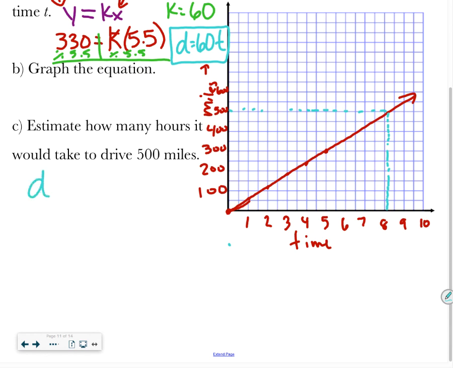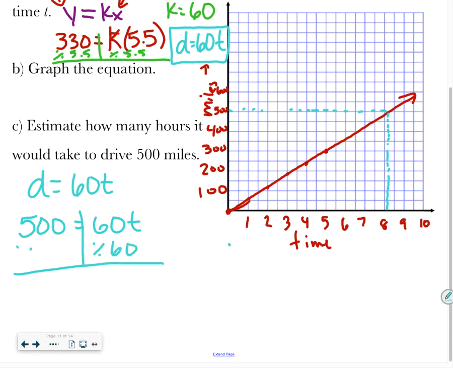So we know d equals 60t. We want to know how long will it take to go 500 miles. We can plug 500 in for d and then solve for time. So I can divide both sides by 60, and I get 8.33 hours equals t. So about 8.33 hours to go the 500 miles.